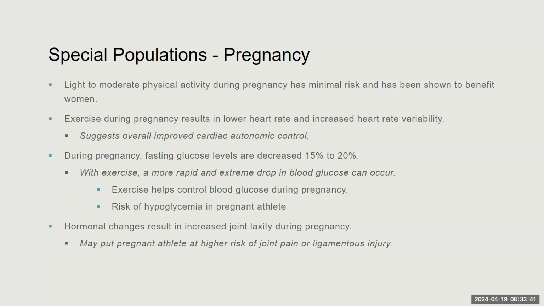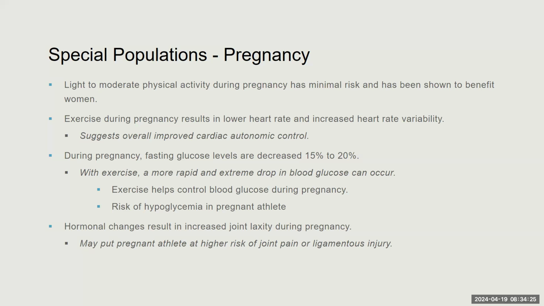What happens during pregnancy? Light to moderate physical activity during pregnancy has a minimal risk and has actually been shown to be beneficial. Exercise during pregnancy results in lower heart rate and increased heart rate variability, which they think suggests overall improved cardiac autonomic control. During pregnancy, fasting glucose levels are decreased about 15 to 20%, and there can be a pretty rapid drop in blood glucose with exercise for them. So there is a risk of hypoglycemia in pregnant athletes, something definitely to think about and make sure they're fueling appropriately. But we have found that exercise helps control blood glucose during pregnancy and decreases the risk of developing gestational diabetes.